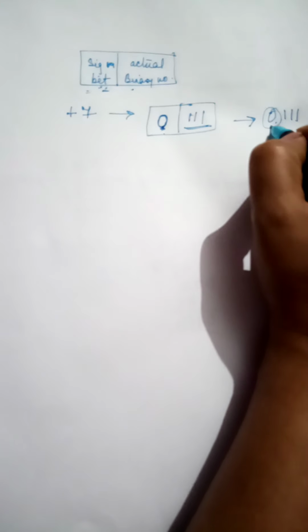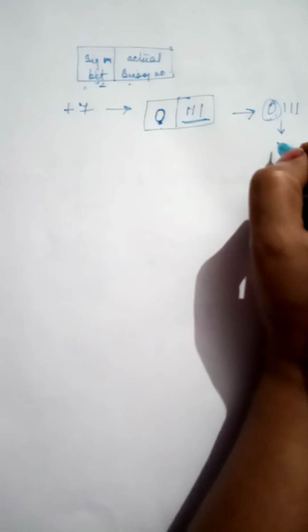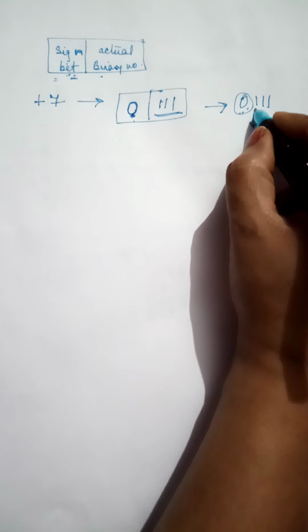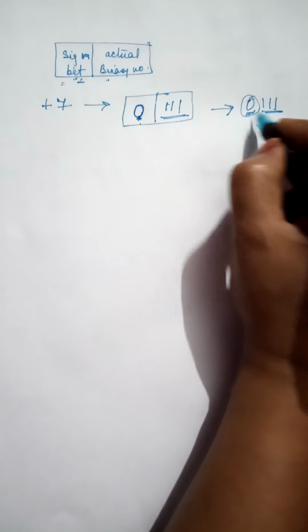So this is the sign bit. If you write the equivalent decimal number, you will write 111, and this 0 is for plus. So this is the sign magnitude form of plus 7: 0, 111. The MSB is showing the sign of the number, that is plus. In this case the number is positive, we are representing plus 7. Only 111 means only 7, a normal number.